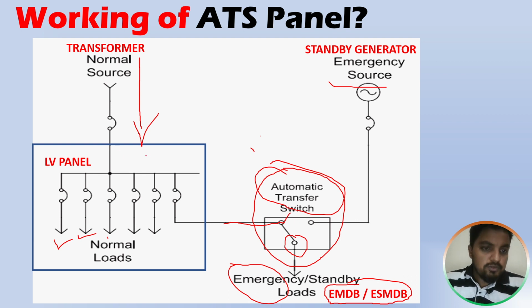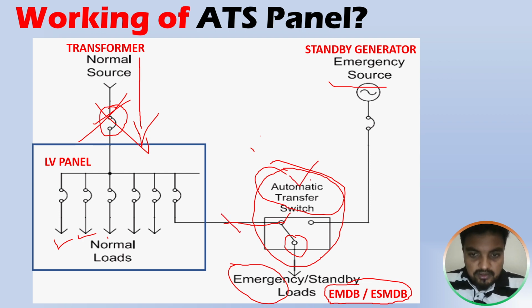Okay. Due to some error, due to something happening in your LV panel, this ACB is tripped. For example, this ACB is tripped. Now what happened? Your total power system, your total building does not have power. So all the normal outgoings, normal loads also, they don't have power, and the emergency load also doesn't have power. In this case, it will sense this.